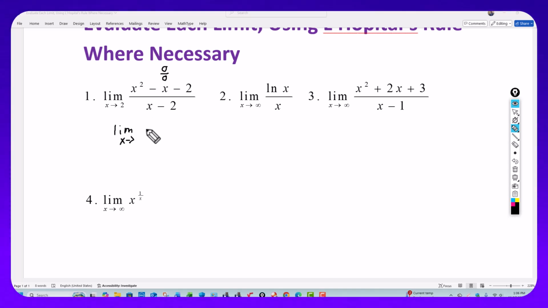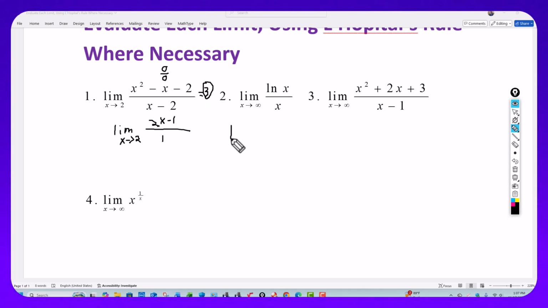Take the derivative of the numerator. The derivative of x squared is 2x. The derivative of minus x is minus 1. The derivative of minus 2 is 0. In the denominator, the derivative of x is 1, and the derivative of minus 2 is 0. So that's what we have. This still goes to 2. Now you test it again, and if you get a value, that's your answer. So let's plug in 2. 2 times 2 is 4, minus 1 equals 3 over 1. That works. So this is the answer using L'Hopital's rule.